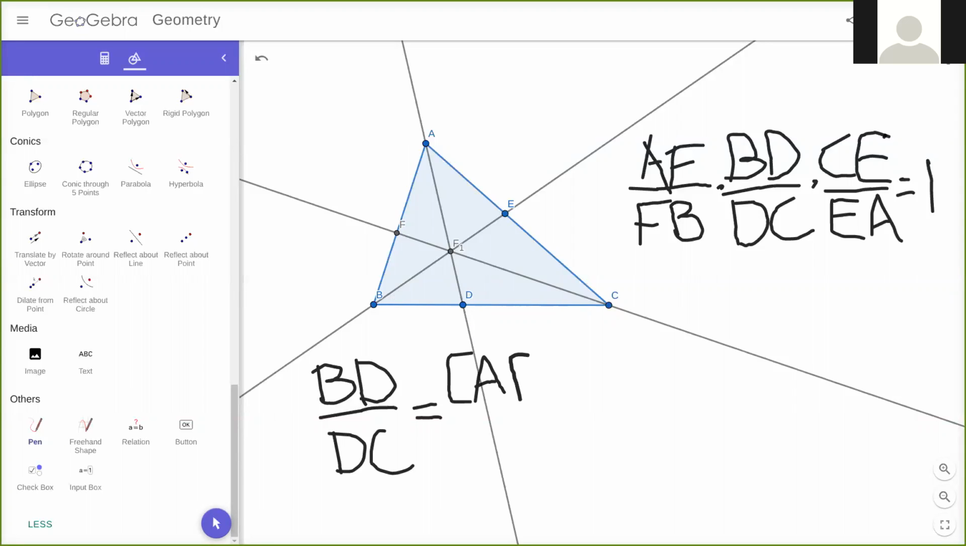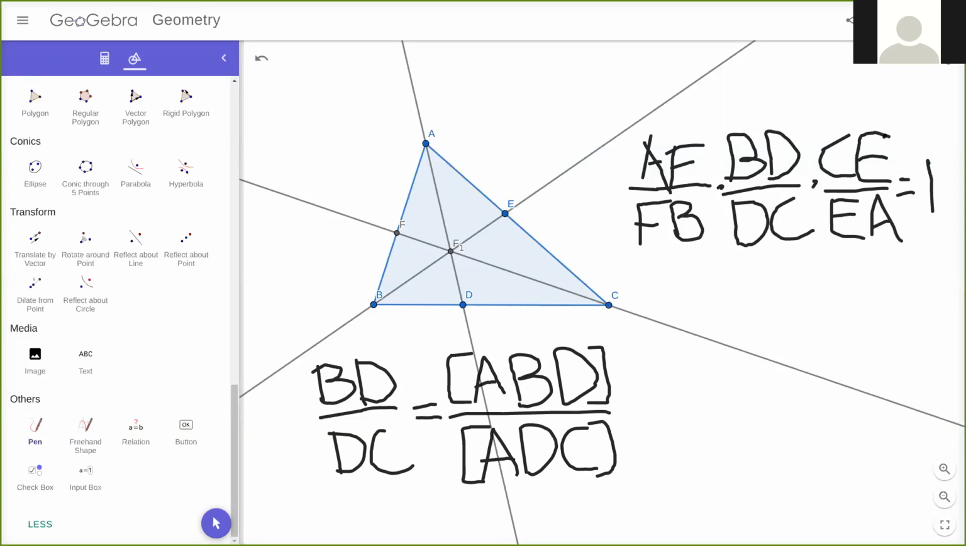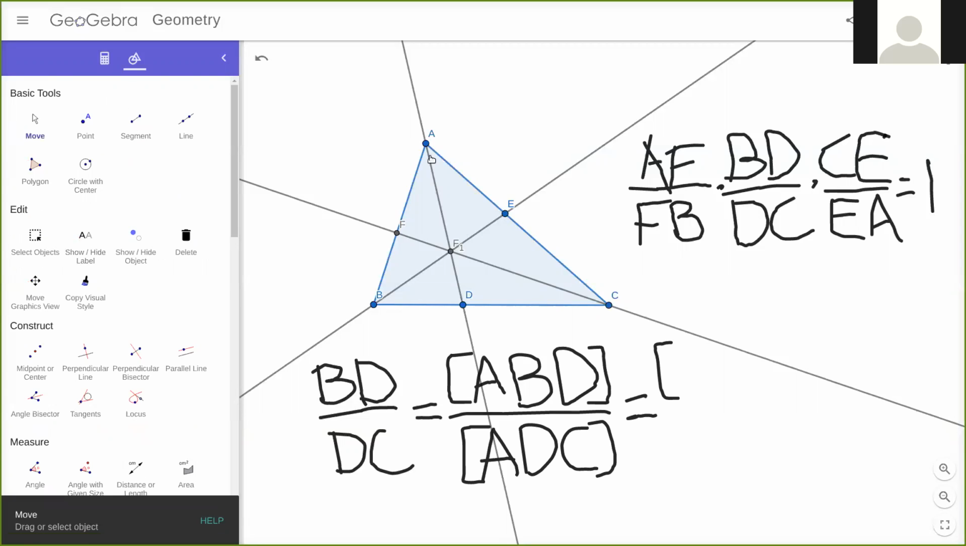So the area of ABD divided by the area of ADC. And then similarly, we can look at the triangles F1BD and F1DC, and we get that BD over DC is also F1. I'll actually call this G so that I don't have to say F1.